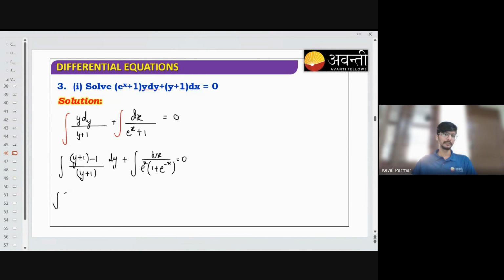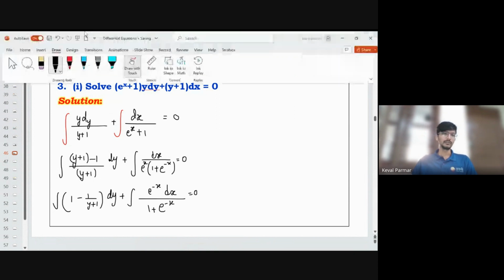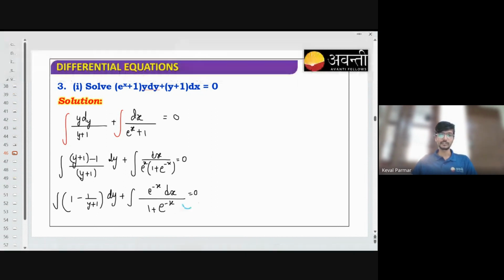Here I can split the numerator. I'll get 1 minus 1 upon y plus 1 dy plus, here e raised to x, take it up. So it will be e raised to minus x dx upon 1 plus e raised to minus x equals 0. Now you can see this is the form of f dash of x upon f of x. So you got it? We just have to adjust the minus sign here.